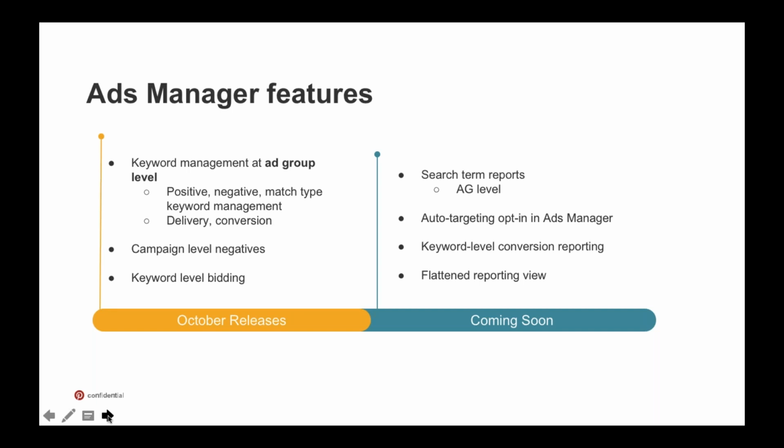This is a rolling launch, so though many new features have already been put into our Ads Manager, there are more features coming soon. We have several launches coming up in the next few months, and so some things that are still on their way, things like search term reports within the UI, I actually do believe this just rolled out maybe even in the past week. We also have the auto-targeting switch coming within Ads Manager. Currently, you can only opt in into auto-targeting through a whitelist, but it will be available for self-serve very soon. We also have keyword level conversion reporting coming soon. Currently, conversion reporting is only at the ad group level.